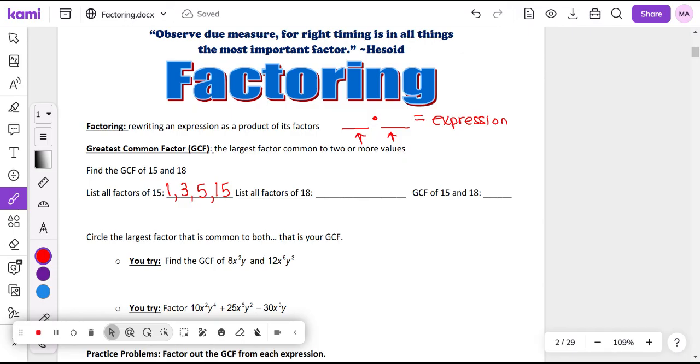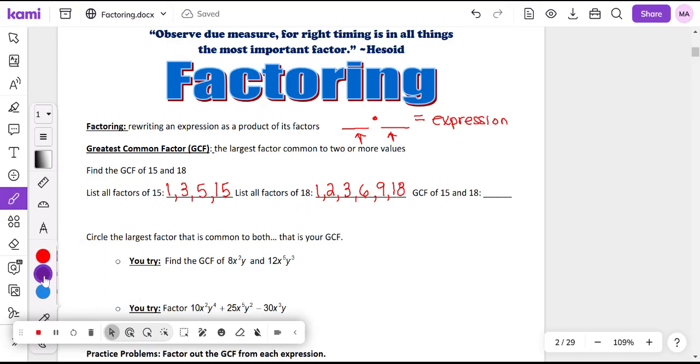Then we look at the factors of 18. So I know 1 times 18 equals 18. I know it's an even number, so 2 times 9 equals 18. And I also know that 3 times 6 equals 18. So those are all the factors of 18.